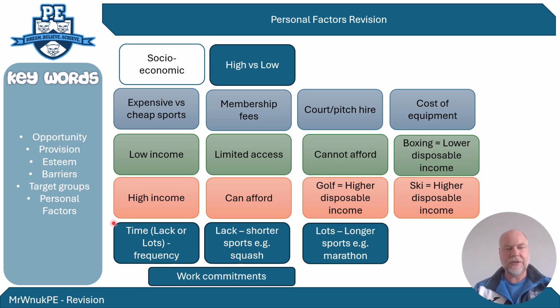People from a lower income tend to have a lack of time, whereas people from a higher socio-economic income tend to have more time. And then you can take part in sports that might link to that. So sports that are shorter, for example, games of squash, have a shorter time span, whereas sports that last longer, an example is marathon. Now, I'm not 100% convinced that that's linked to socio-economic backgrounds, but it's the example that the exam board would give you.